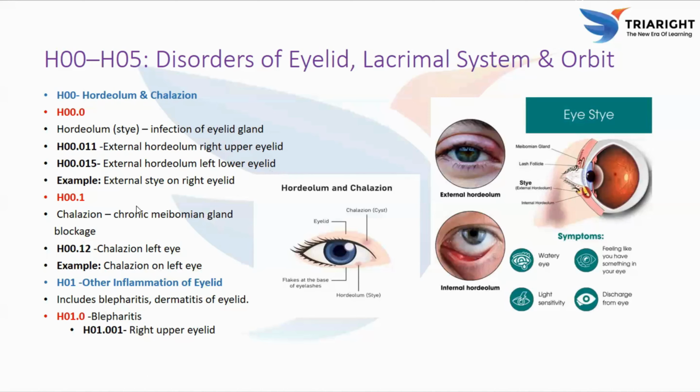So what is the example? External stye on the right eyelid. So which code will you assign? H00.011.